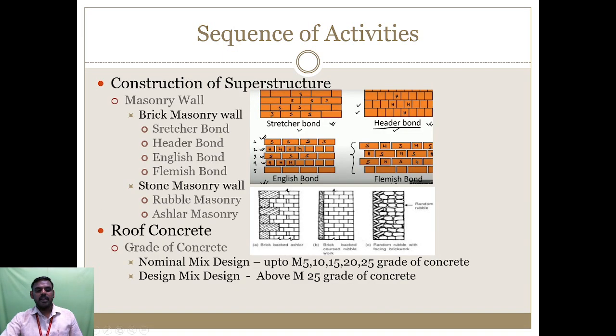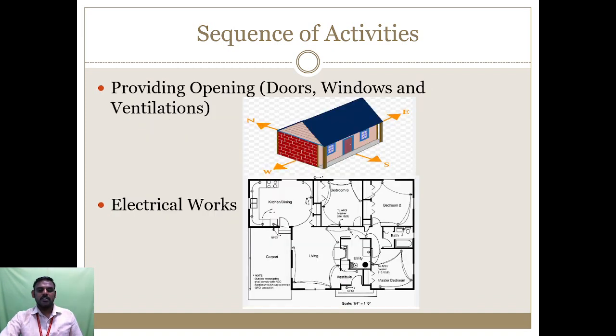For roof concrete, we have to use RCC, reinforced cement concrete. We have to provide reinforcement. The steel also comes in different grades. Steel has a minimum grade of FE 250, a medium grade of FE 415, then the next grades FE 500 and FE 550. For reinforcement detailing, we are using up to FE 500.